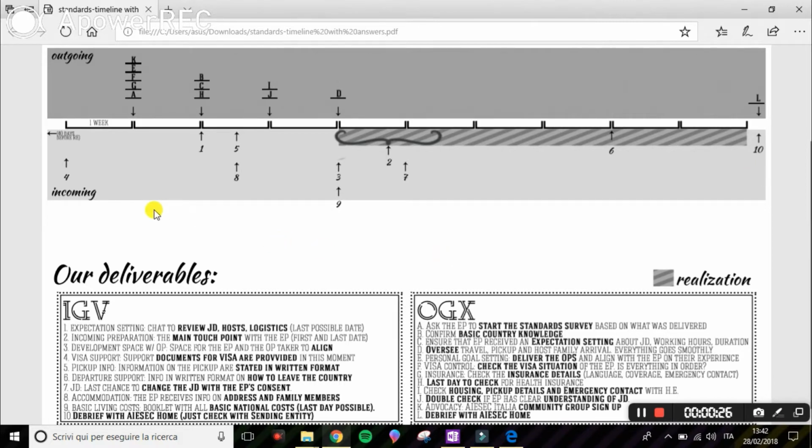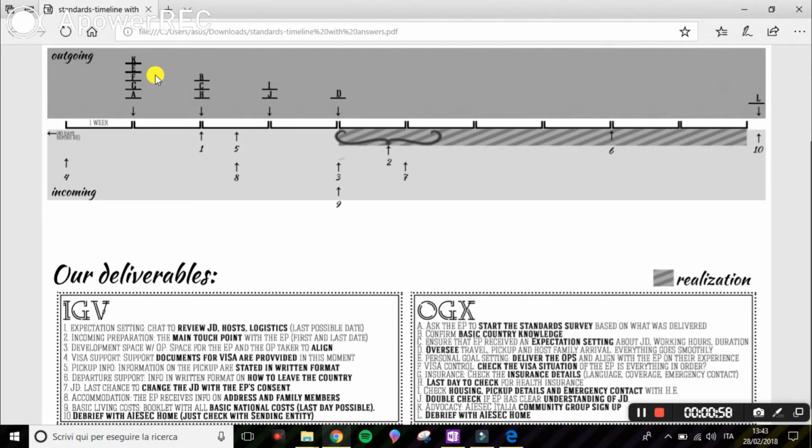When an EP is approved, the first thing that you do is, at maximum 4 weeks before realization, provide them with all the documents for getting the visa. Why? Because most of our partners require from 2 to 4 weeks in order to actually provide visas to our EPs. In the same time, around 3 weeks before the realization starts, OGV does the following activity.